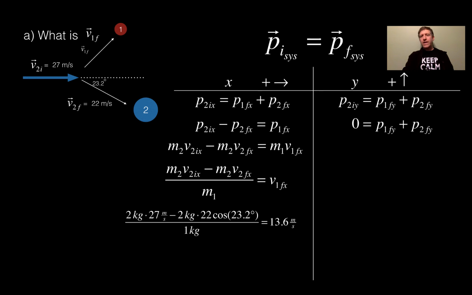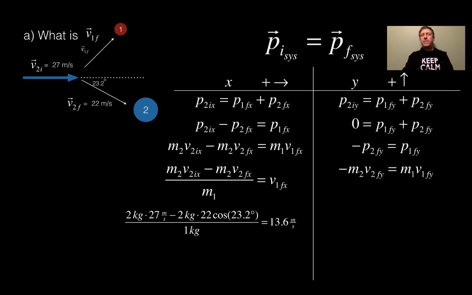But notice that P2 initial Y is also 0 here. Why is that? It's because it's moving horizontally. It's got 0 momentum in the Y direction. So now I can isolate P1 final Y on the right. Notice I get negative P2 final Y. And then I just get a little bit more specific here. P2 final Y is just M2 V2 final Y, and P1 final Y is M1 V1 final Y.